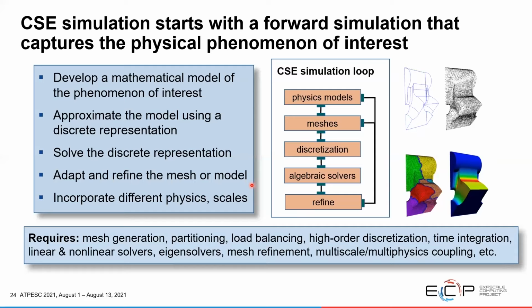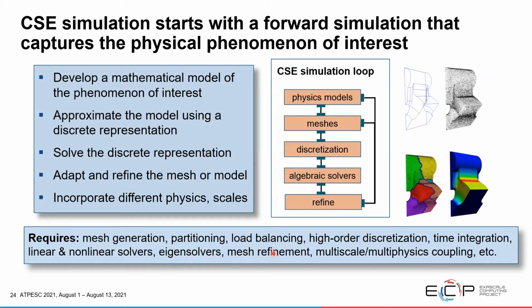So let's talk about a CSE simulation. Originally, the first goal is to capture some physical phenomenon of interest. And so to do this, it's required to first develop a mathematical model of this, then approximate this using some discrete representation. You solve this representation with a solver, and then there's probably further application refining necessary, and possibly further physics and scales are included. And so you might have a loop going in here to finally get a really good simulation going.